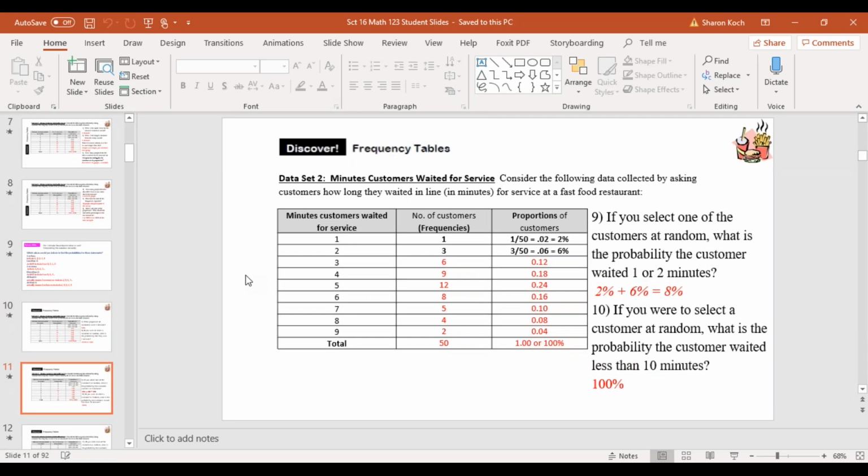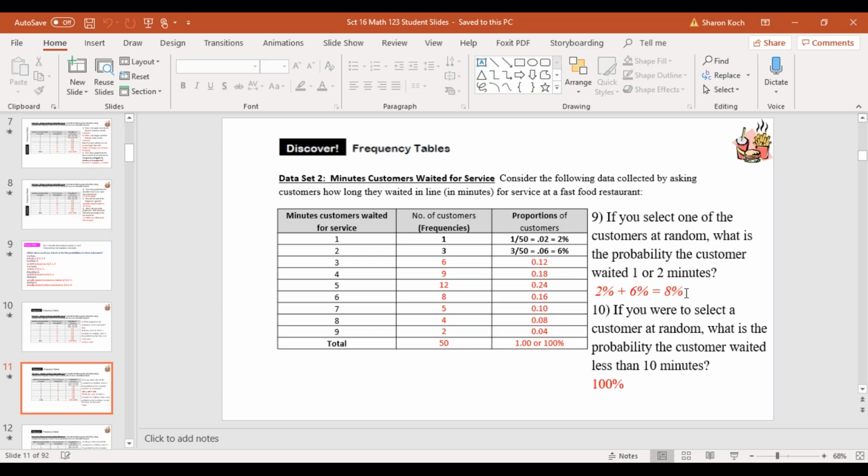Okay, what's the probability the customer waited 1 or 2 minutes? So they could either wait 1 minute or 2 minutes. Well, all together, that's 2% and 6%. I'm going to add these because it could be one or the other. So I've got an 8% probability that I'm going to pick somebody that waited 1 or 2 minutes. In other words, 4 out of 50.